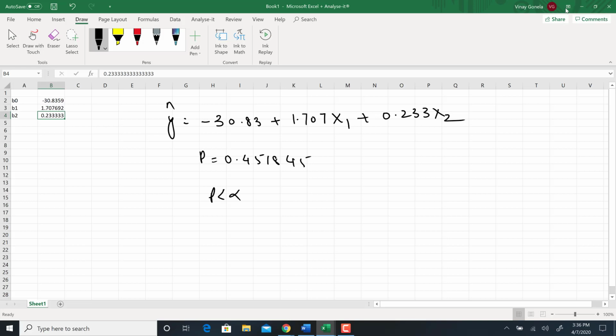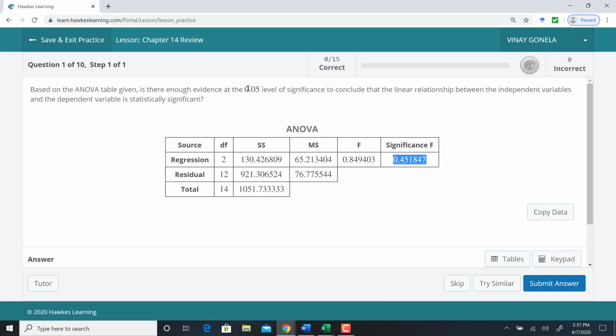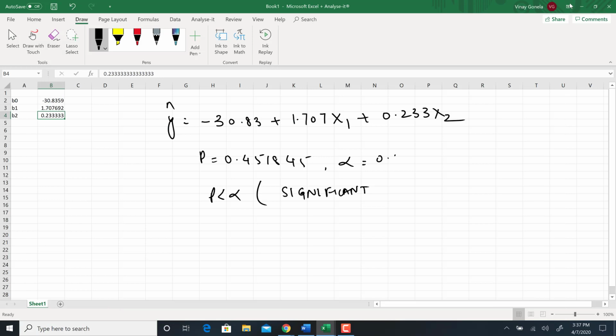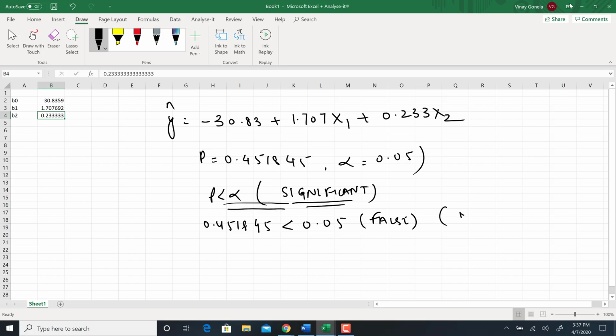So if the p-value is less than alpha, then it is significant. They gave us alpha, which is 0.05. So is 0.451847 less than 0.05? This statement is a false statement. If this statement would have been true, it is significant. Now it is not significant because this statement is false.